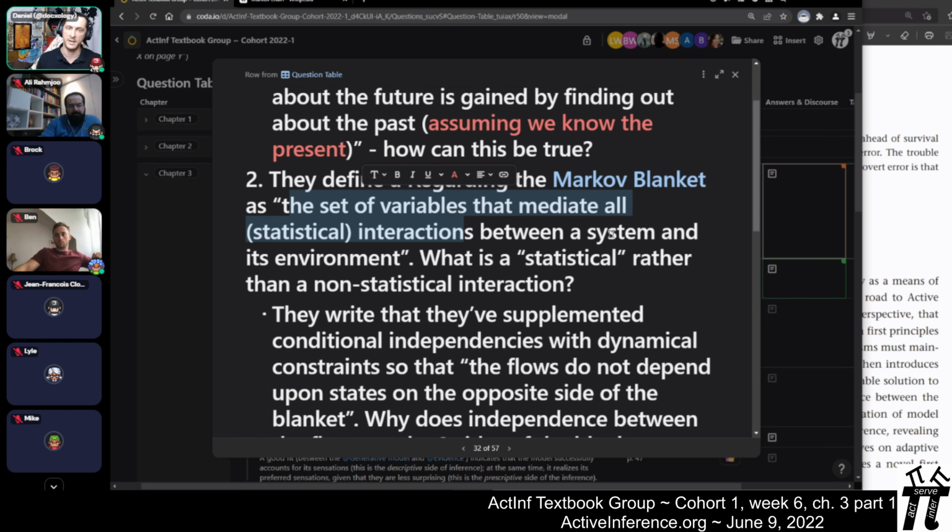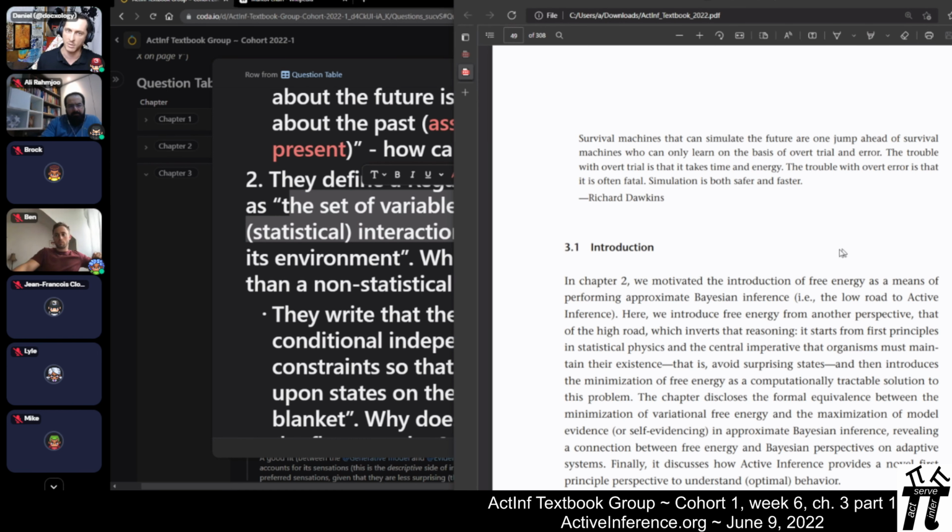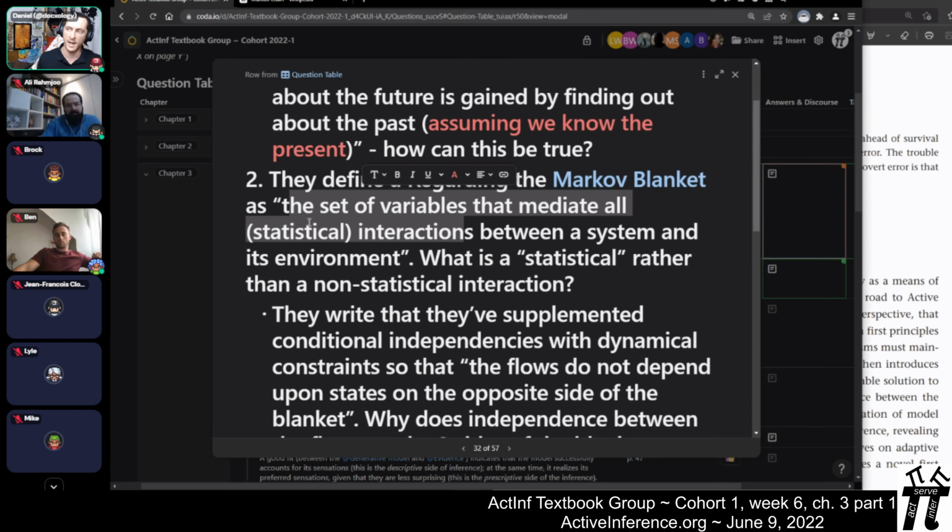So this is not an active inference-ism. It's drawing upon a total Bayesian statistical framework. Any Bayes graph that's not fully connected is going to have some nodes that intermediate. So that's going to relate to this question: what is a statistical rather than a non-statistical interaction? Ali, and then anyone else who would like to address that.